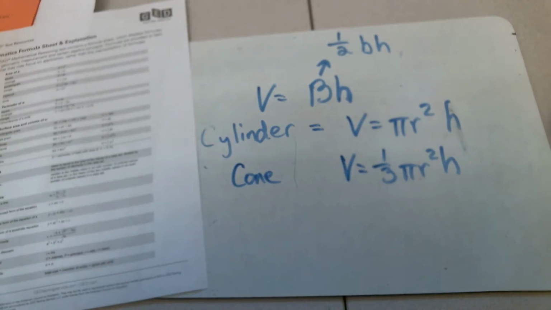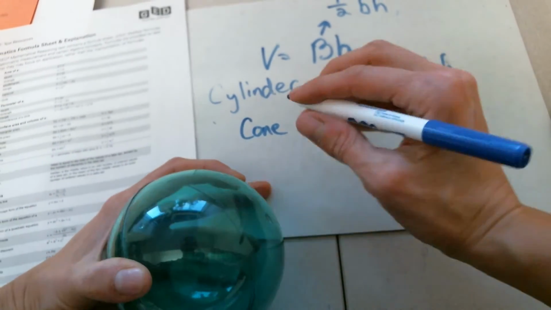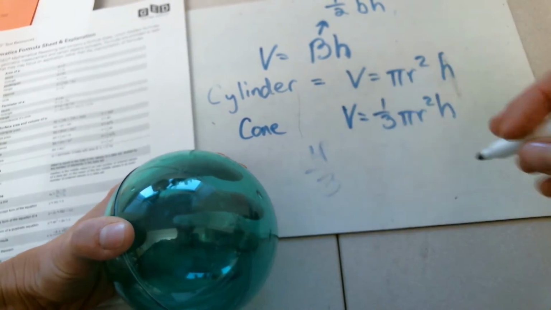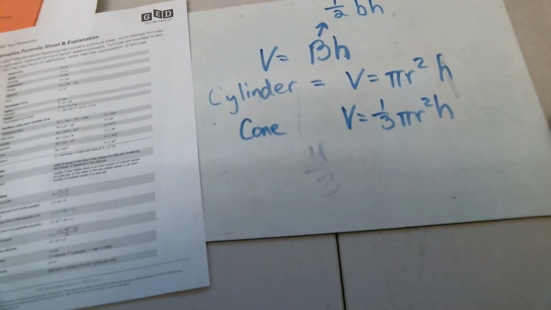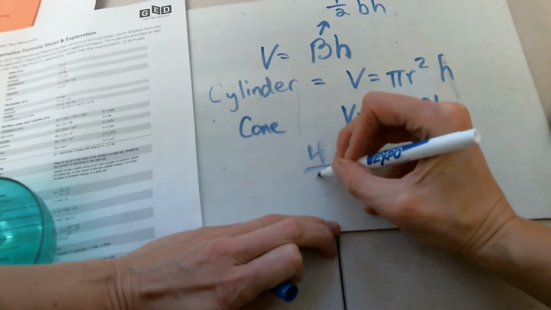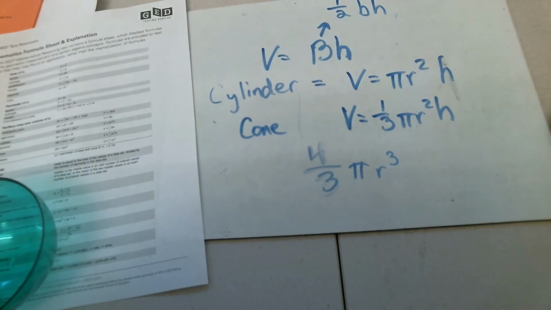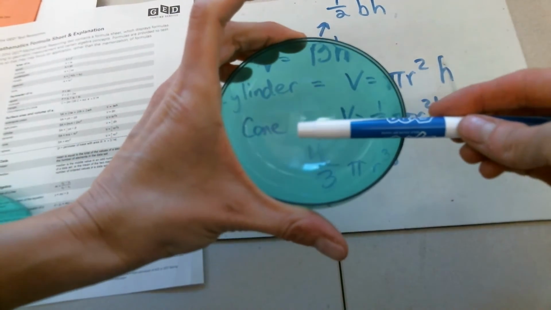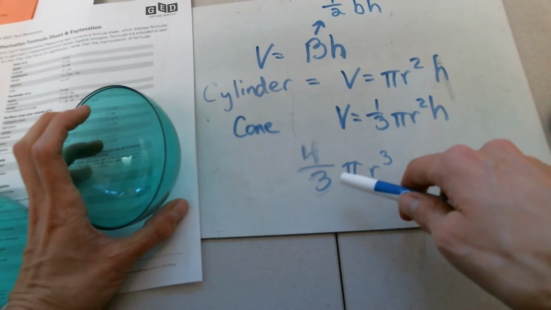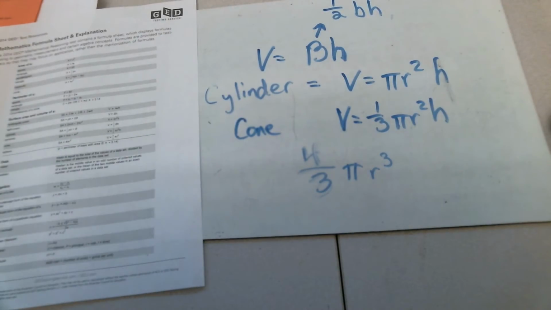Okay, the last one I have for you is a sphere. So here's my sphere. And the formula from our formula sheet for a sphere is 4/3 pi r cubed. Okay, so what that means is that you find the radius of it. So the radius would be from the center to one side. You take that times itself 3 times. Then you multiply it by pi, and you multiply it by 4/3. So this is something that you're going to have to play around with a little.